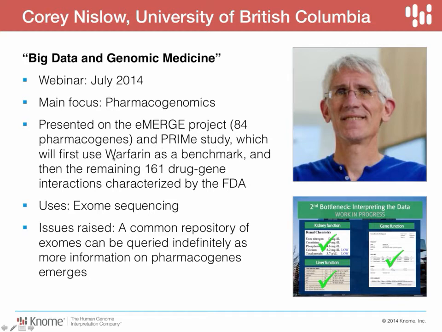And to get going, they're starting with warfarin as one of the most classic examples of pharmacogenetics. But they're not just sequencing those pharmacogenes, as they call them, but rather the whole exome. That way you have more data to fall back on. There may be new discoveries over time, and that way you have them. You just have a lot more flexibility. So as he pointed out, they're creating a common repository of exomes that can be queried indefinitely as more information on pharmacogenes emerges. So let's talk about warfarin.